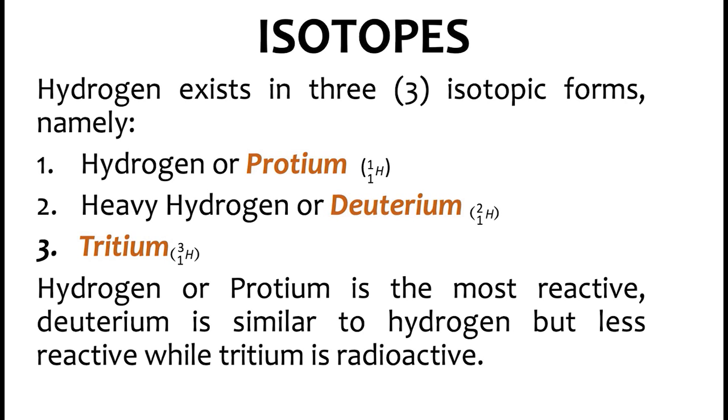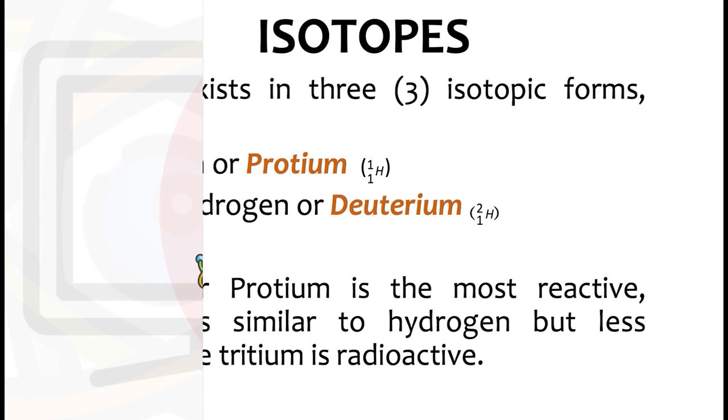It is important to note that hydrogen or protium is the most reactive among all the 3 isotopes. Deuterium is also reactive. It forms the compounds that hydrogen makes, but they are called heavy compounds. But tritium is radioactive. That is from the mass number to atomic number ratio.